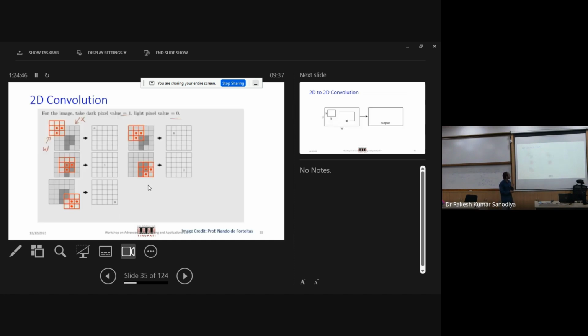Okay, if I work on image processing mainly with some input and output in 2D, I may do 2D to 2D convolution. This is 2D to 2D convolution.